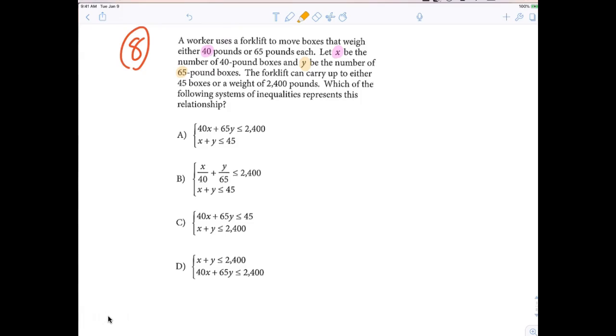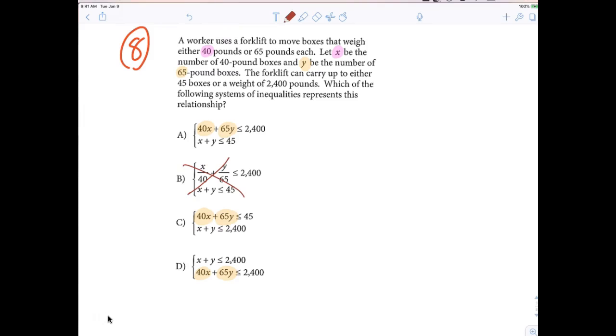So then the total weight would be 40X and 65Y. Is everybody okay with that? Hello? 40X plus 65Y. That would be the total weight, right? So 40X and 65Y. So do we agree that I can easily cross out what? B.